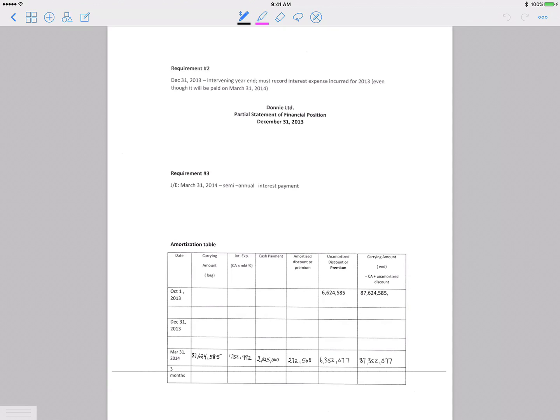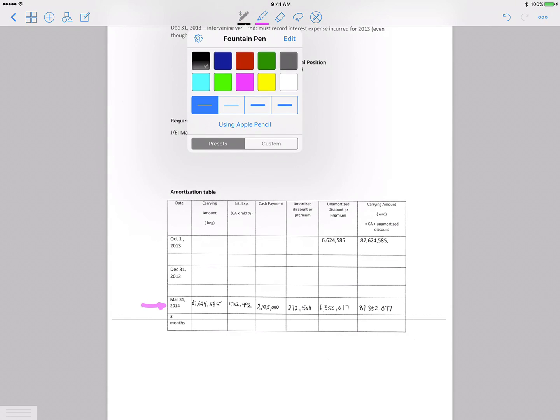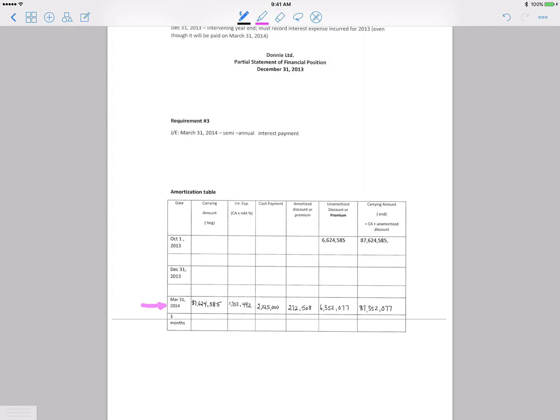The first thing I'm going to do is to calculate the amount for the first payment of interest. The first payment of interest is on March 31st, 2014, which means 6 months after the issuance of the bonds. So this amount is the carrying amount beginning. This is what we had just on the issuance of the bonds. First, we're going to calculate the interest expense. The interest expense, so this is number 1, is the carrying amount of the bond multiplied by the market rate of interest.